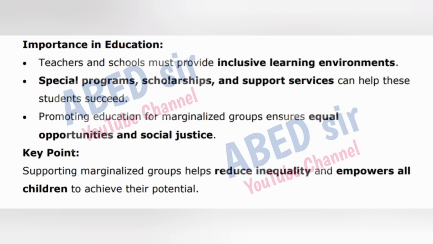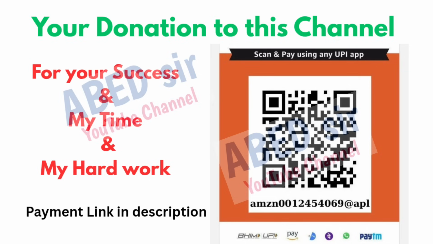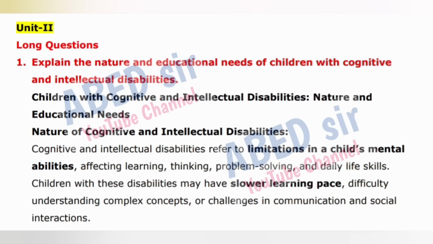Key point. Supporting marginalized groups helps reduce inequality and empowers all children to achieve their potential. Next, Unit 2. Long questions. 1. Explain the nature and educational needs of children with cognitive and intellectual disabilities.